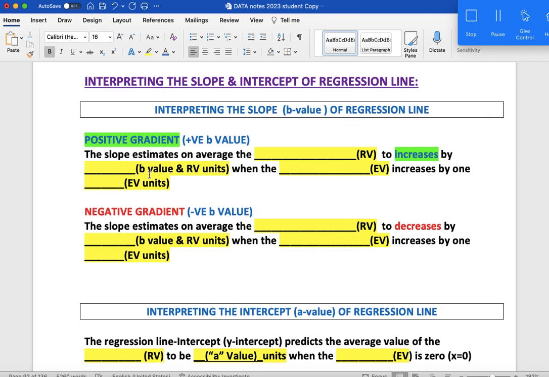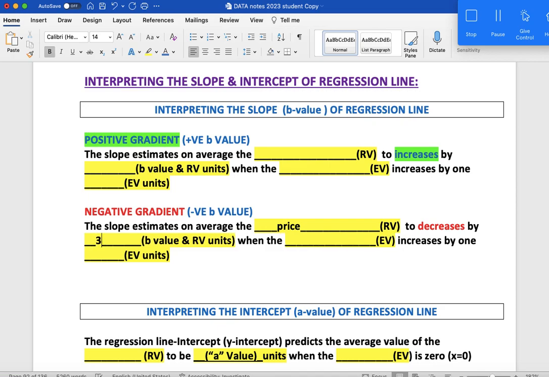Now, in my example, my B is a negative, so I'm coming down to this one where it says negative, and this is what I would be writing out. I'd say the slope estimates on average, now we have to put the RV, so for me it would be price, so price would be put in there, decreases by the B value. See how I don't need to write negative, the word decrease is indicating the negative.